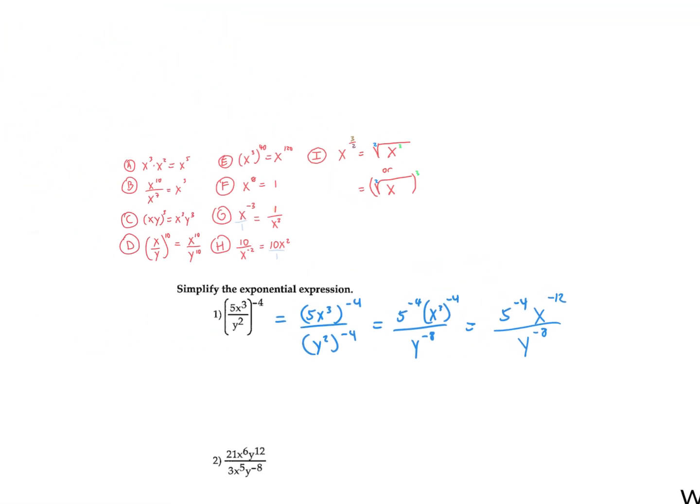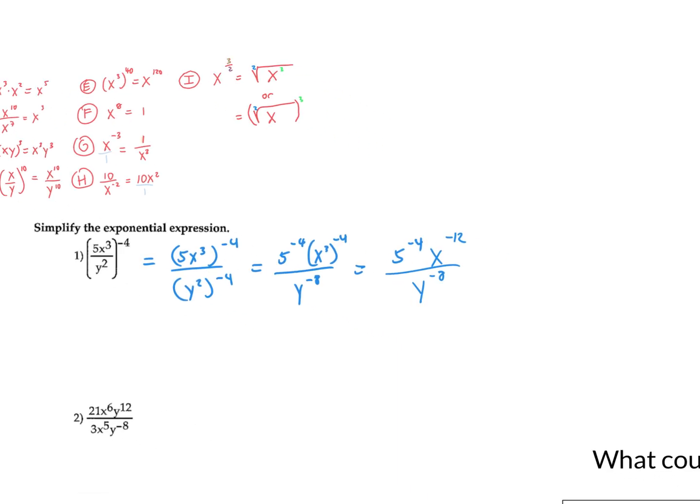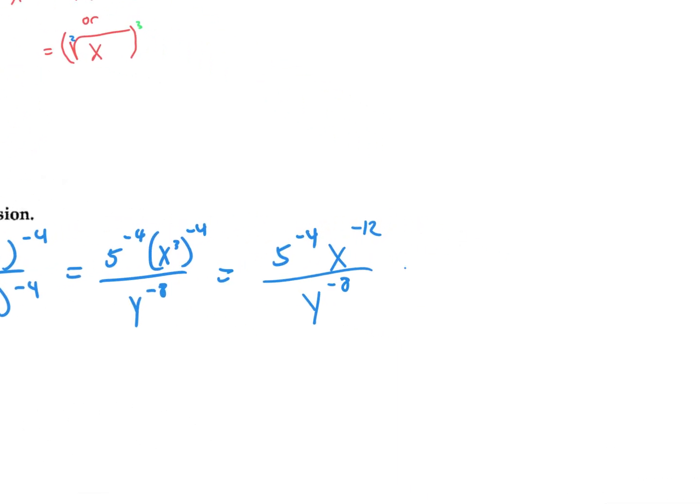Now, what did I say about negative exponents? Well, negative exponents are such that if it's on the top, it goes to the bottom and the exponent turns positive. If the negative exponent's on the bottom, we bring it up to the top and the exponent becomes positive. So that means that these are just going to get switched, right? So the final answer would feature y to the positive 8 all over 5 to the positive 4 and then x to the 12.